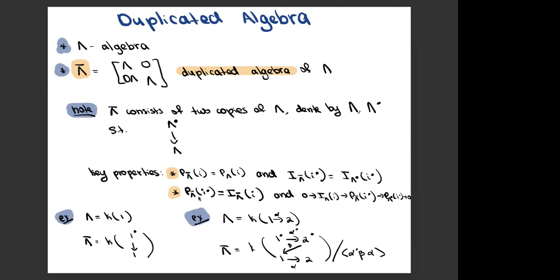The projective at the dotted vertex here will be different, because you're going to have all the projective at the dotted, plus you're going to be able to go down and get some vertices of lambda as well. From this definition, it follows that the projective at the dotted vertex is the same as the injective at the non-dotted vertex here. So you can go all the way from the vertex i dot to the vertex i here. And then there's the short exact sequence.